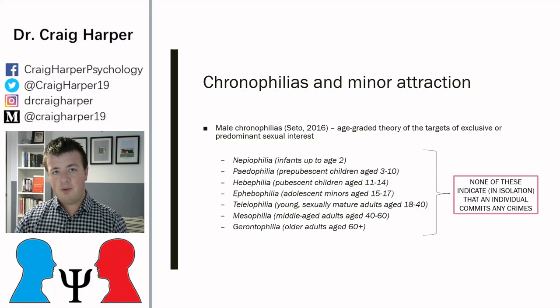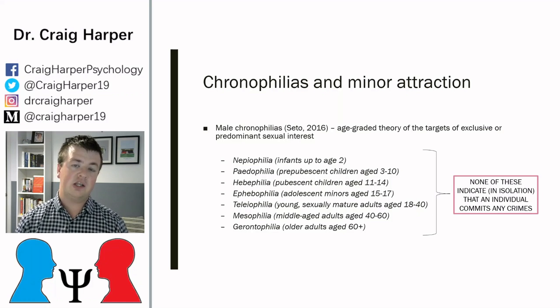Now, what a lot of people will assume is that just because somebody has a particular chronophilic orientation or chronophilic sexual arousal pattern, that this gives us some indication about their risk of offending or their offending behaviour. What we can say is that these labels don't necessarily tell us anything about offending status whatsoever. We know that there are teleophiles who do commit acts of rape and teleophiles who don't commit acts of rape. We also know that there are hebephiles or paedophiles who do commit sexual offences and some who don't.